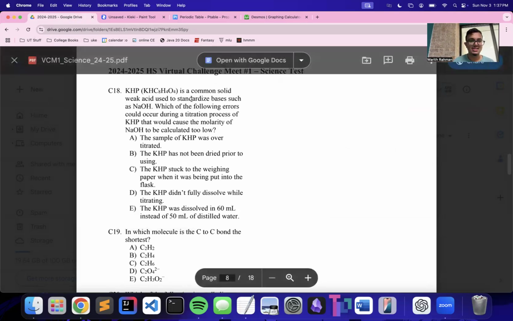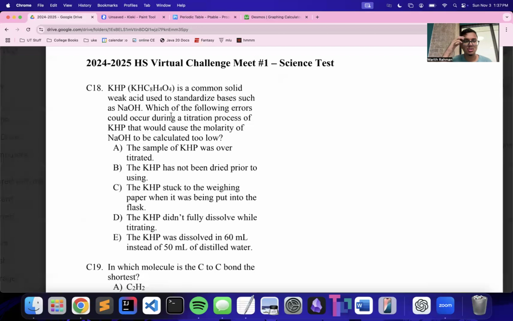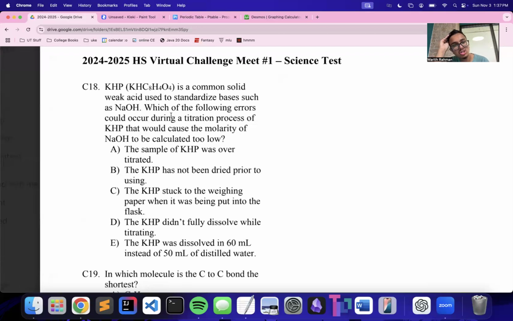Okay, C18. Which of the following errors could occur during a titration of KHP that would cause the molarity of NaOH to be too low? So we're titrating our acid here. Basically the idea is that we have a weak acid and we're just going to add bits of NaOH slowly at a time until they all completely balance out. So once it's titrated, the number of moles of KHP should equal the number of moles of NaOH.